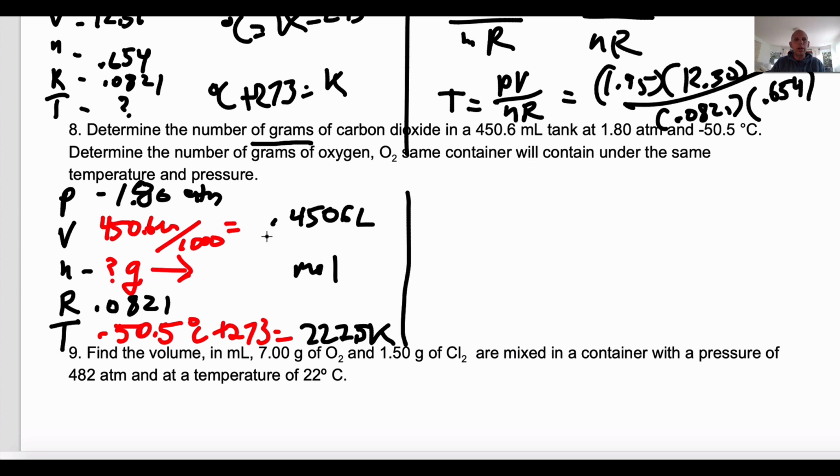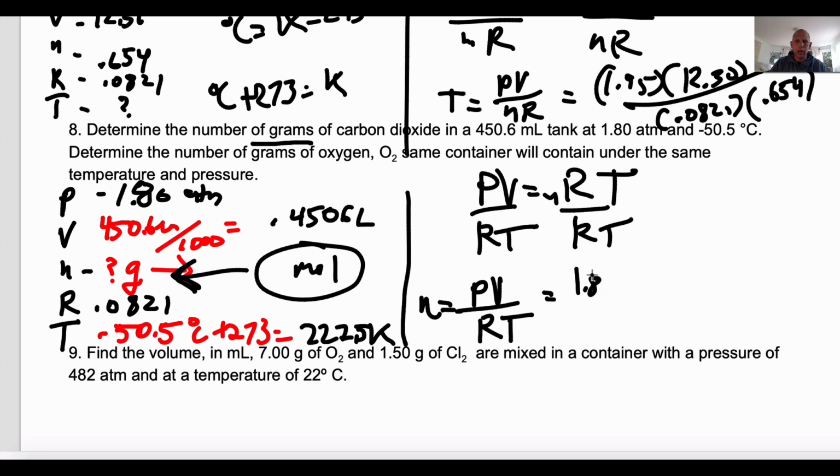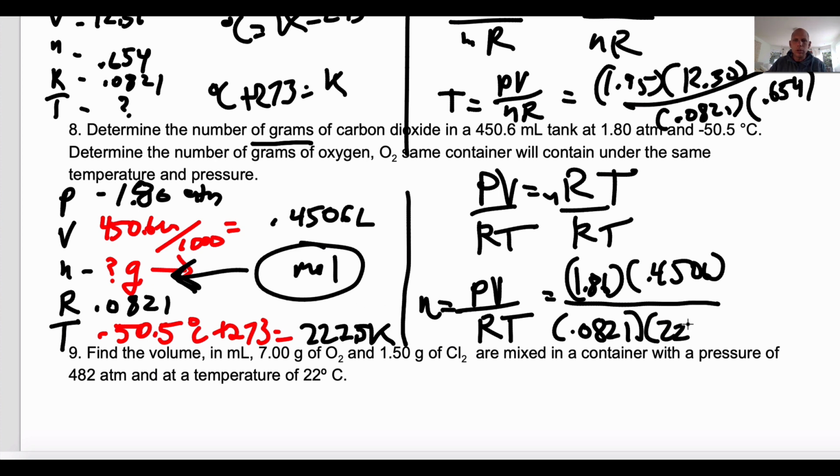All right. So we're solving for n. Well, this is deceiving. We're going to get moles, and then we're going to convert to grams. So this is actually the answer you're going to find, and then we're going to convert from there. Because remember, if PV equals nRT, then n equals PV over RT. n is moles, and moles is always the route to grams. So 1.8 times 0.4506, over R, 0.0821, and temperature is 222.5. I'll get that answer for you.